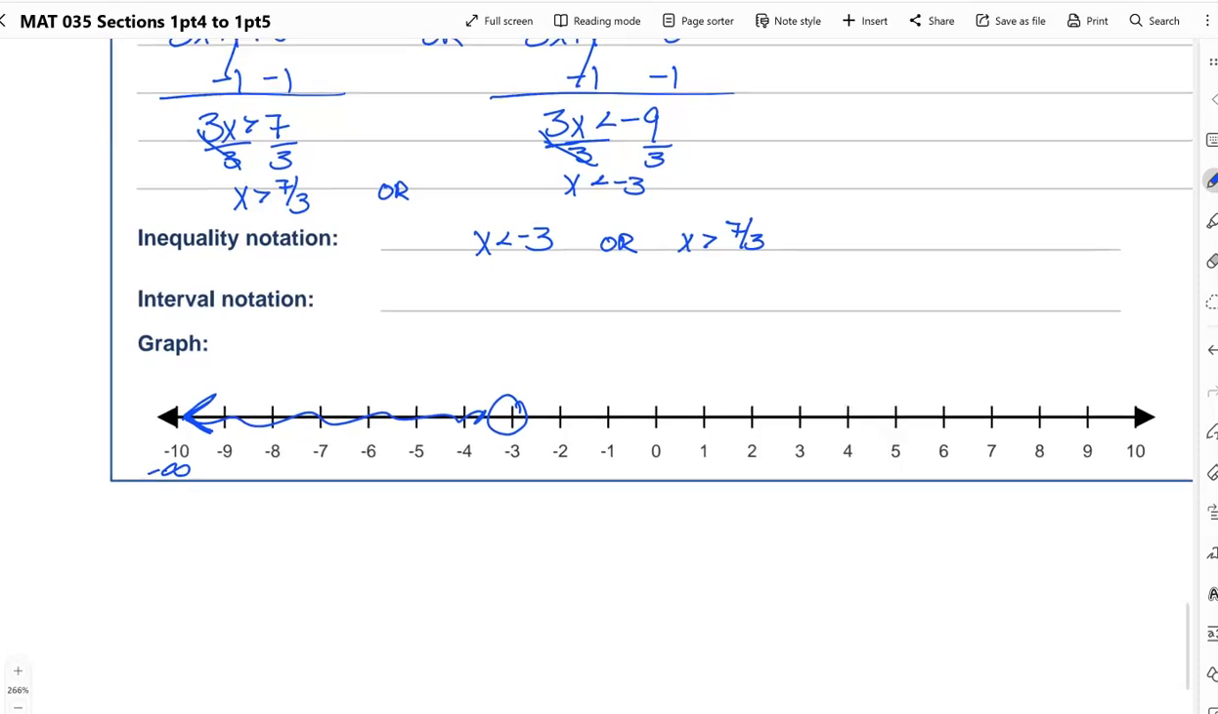And then 7/3 is really 2 1/3. So I'm going to have a circle somewhere around 2 1/3 shaded to the right. And this goes to positive infinity. Interval notation goes from negative infinity to -3, parentheses on both, or positive 7/3 to infinity, parentheses.